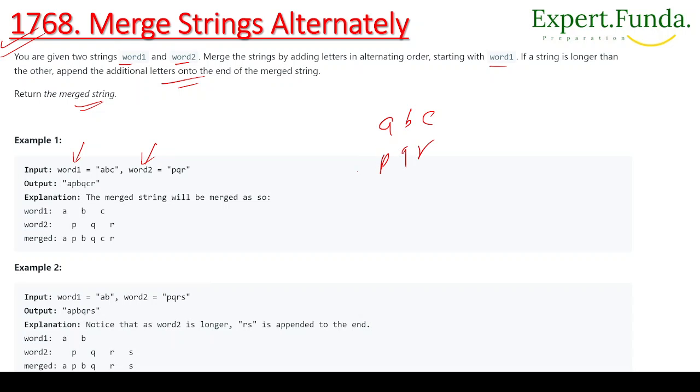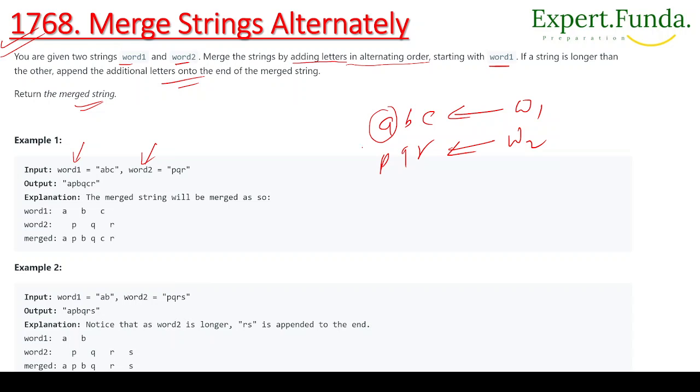ABC and PQR, right? Two things we are given. This is word1 and this is word2. Now, after the merge, we have to return the result. So how will we do the merge? It says merge the strings by adding letters in alternating order, right? Alternating order means one by one, after one, and starting with word1.